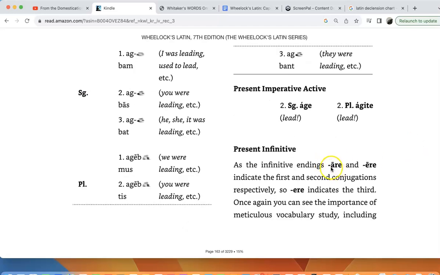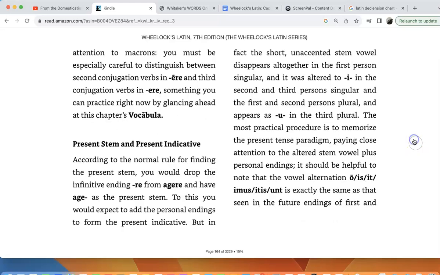So again, to summarize, your first conjugation verbs end in are, your second conjugation verbs end in ere with the macron, and third without. And then the infinitive means to. So amare means to love, habere means to have, but ducere means to lead. So we've had that before. Again, this is a helpful description.